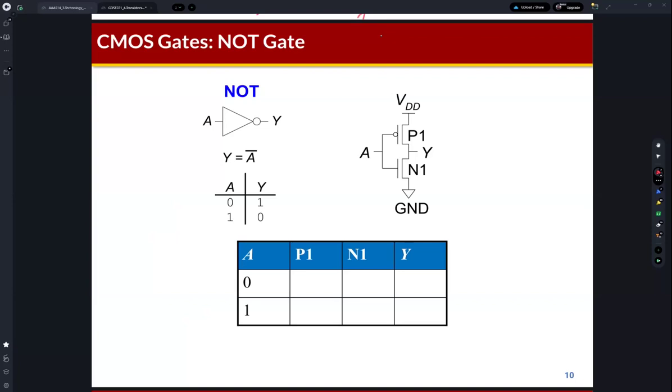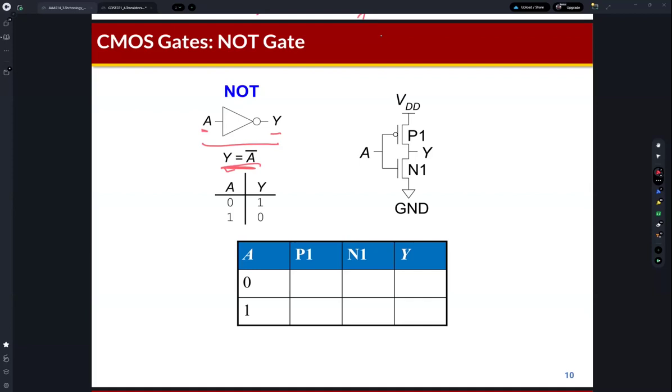Okay, let's see how. So this is a NOT gate. I hope everyone knows the NOT gate, right? It's just very simple. This is the input node, input signal A, and this Y is the output node, and this is the symbol of a NOT gate. And this is the Boolean equation of a NOT gate.